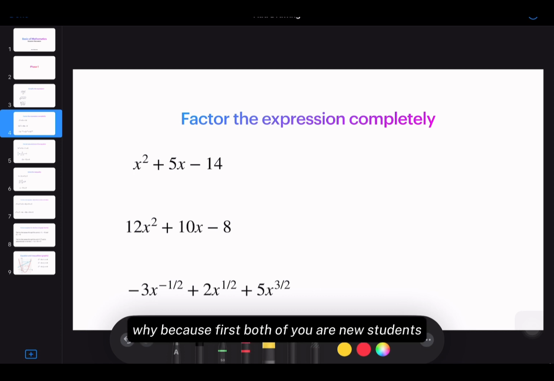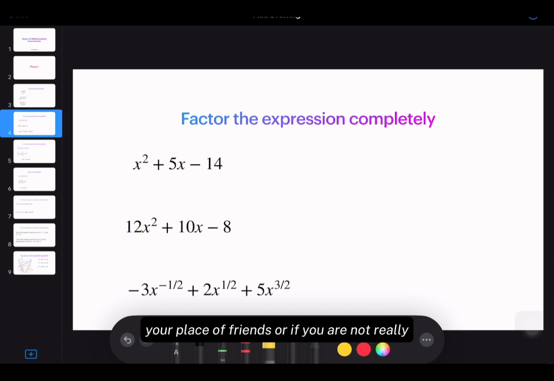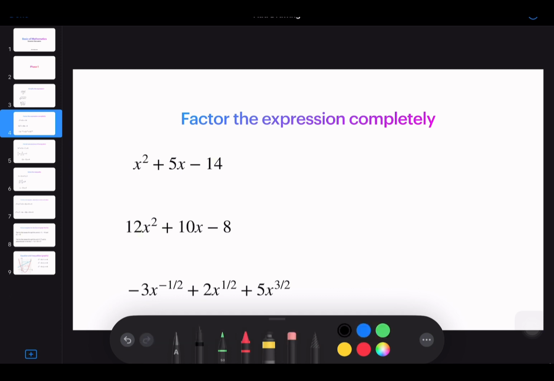Why? Because first, most of you are new students. You need to get to know at least your friend, or if you are not really liking having a friend, at least nice to know someone, right?